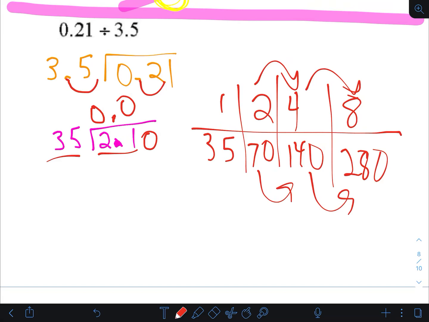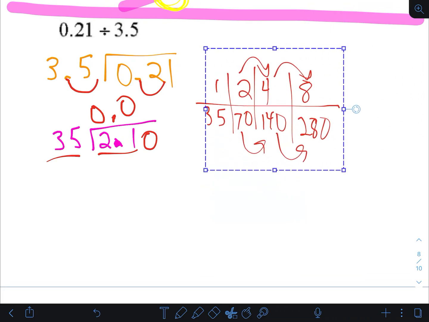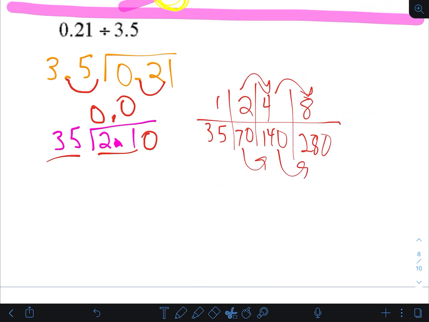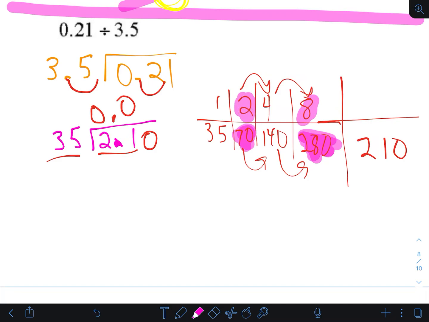Oh, that's too big. Wait, how much bigger, for lack of a better word here, let me move this over to give myself some space. How much bigger is 280 than 210? 70? So if I do 280 minus 70, I get 210. Well, I already have a 70 here. So 280 minus 70 will totally give me 210. So then 8 minus 2 will totally give me 6. So the answer is 0.006.